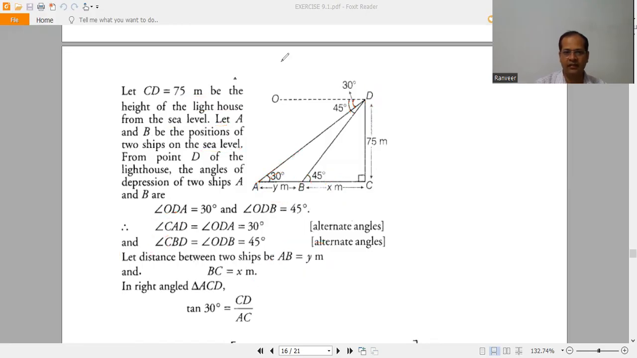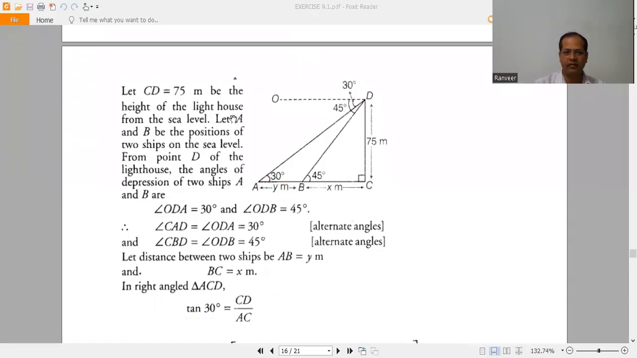So tan 30 degree, first of all we will take tan 30 degree. So tan 30 degree we will take in the triangle ACD. Always try to take the bigger triangle first. So tan 30 degree we can write CD divided by AC. So CD is nothing but 75 divided by AC, whose value is x plus y.